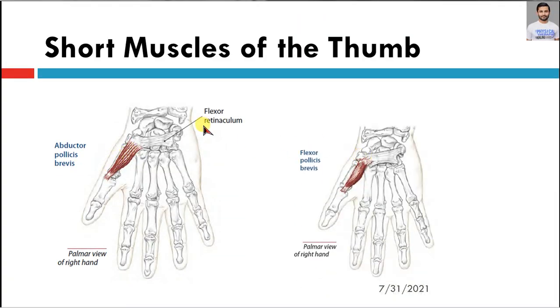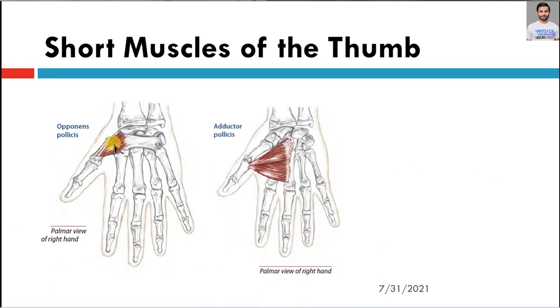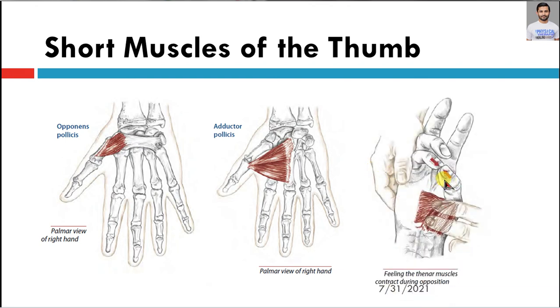Then the short muscles are making the thenar eminence, especially the abductor pollicis brevis and flexor pollicis brevis. There is also opponens pollicis and adductor pollicis. So if you want to test the adductor pollicis, you can again ask your partner to perform the opposition movement, and then you can feel the tensing muscle. This will be the most superficial muscle, the adductor pollicis.